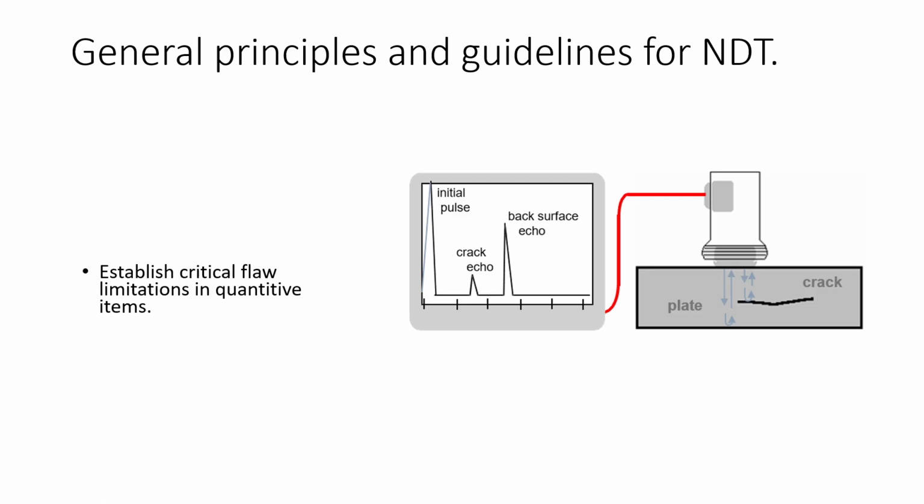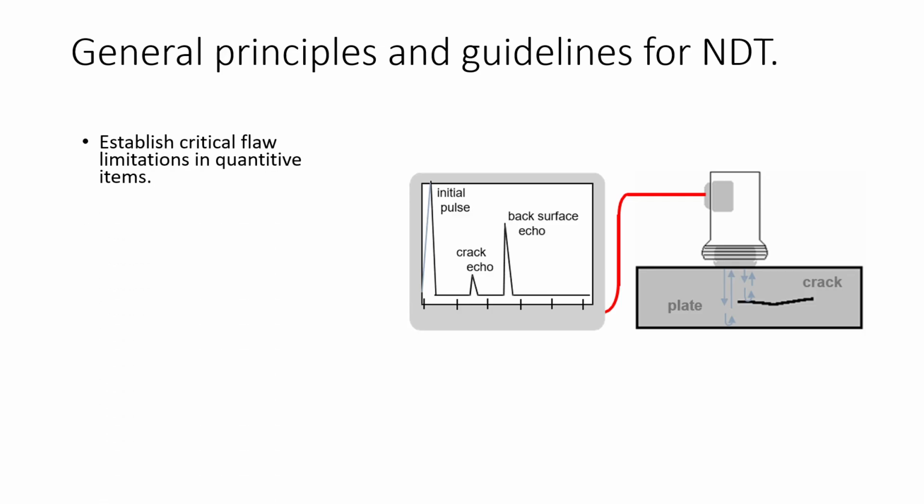So, we need to establish critical flaw size and limitations. We've discussed that, okay, so how big is too big? What's the size of defect and flaw that we can live with? Okay, cracks, we don't allow cracks, but some of the structural welding codes will allow a certain quantity of porosity. It's not the end of the world.